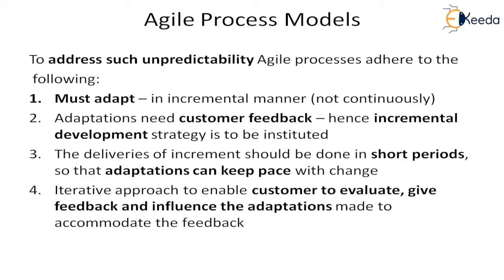The second one is that adaptations need customer feedback. So they try to create customer feedback as one of the sources for the adaptations. And when they do an incremental development strategy, if that is instituted into the process model as part of its characteristics, then for each increment they can get customer feedback, and this customer feedback can be used as the basis for the adaptations. So that is one way the agile process models address unpredictability.